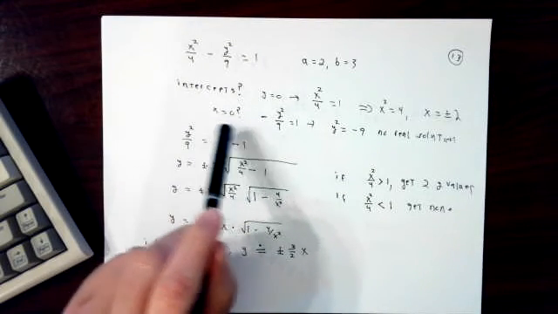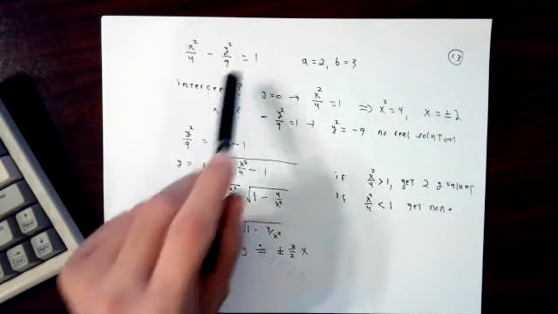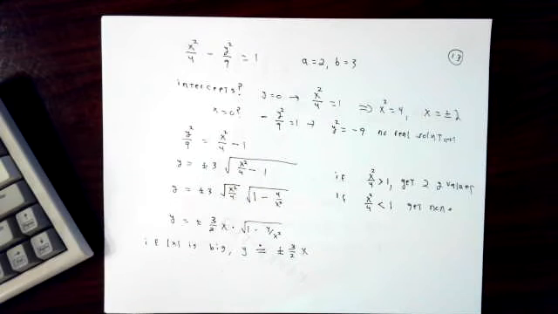What about trying to take x equals 0 in this equation? That would say the negative of y squared over 9 was 1. That would say the negative of y squared is 9. That would say y squared itself is negative 9, and that doesn't happen in the real number system.